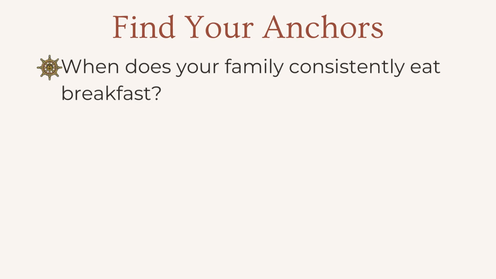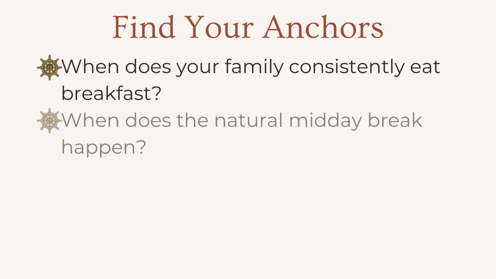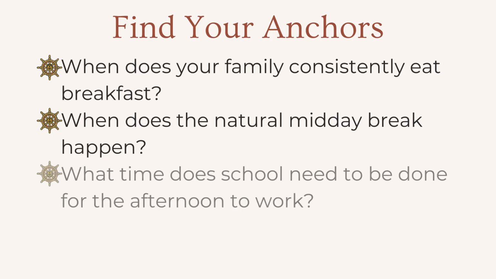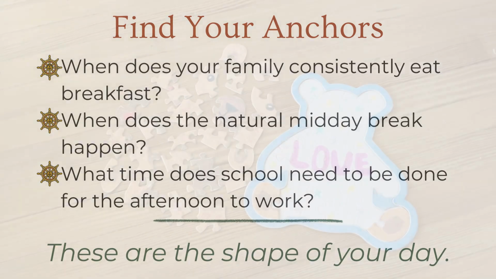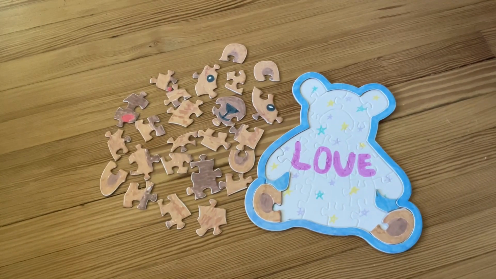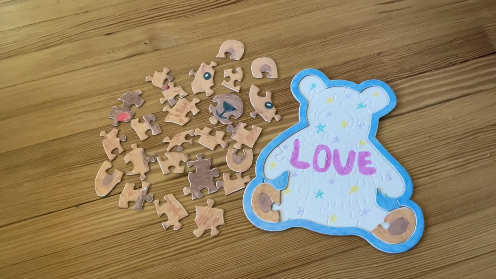3 questions. That's all step 1 requires. When does your family consistently eat breakfast? When does the natural midday break happen? What time does school need to be done for the afternoon to work? Write those 3 answers down. You now have the shape of your day before a single subject. Everything else fits inside that shape.